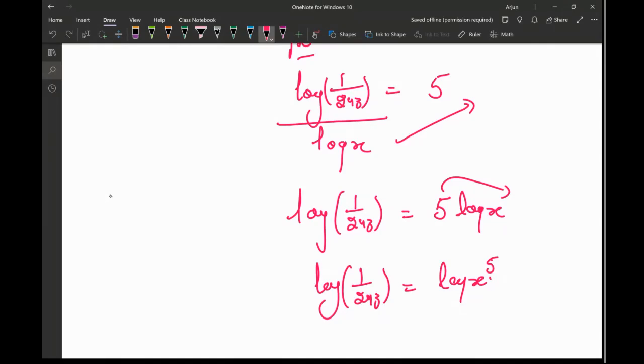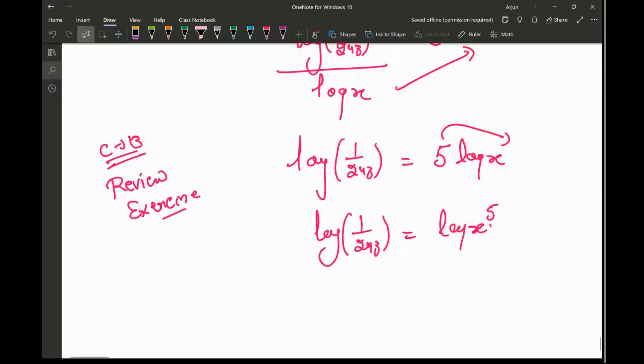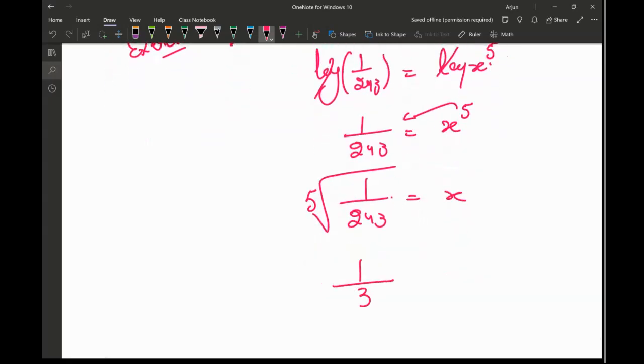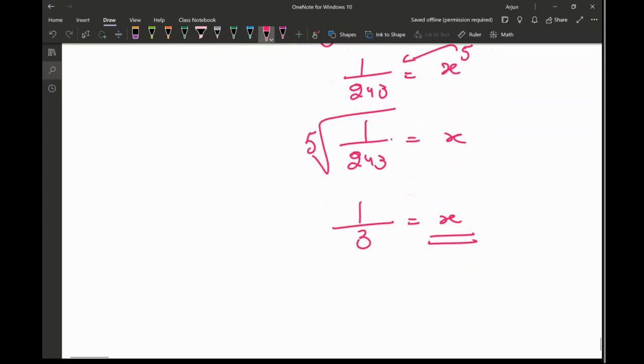These questions I'm using from the chapter 13 review exercise, and it is question number 10, the one I'm doing right now. So you can cancel these two. 1 upon 243 equal to x to the power of 5, and then you move it to the other side. The fifth root of 1 upon 243 is equal to 1 upon 3, equal to x. So that is the value for x. All right, so let's look into some other questions.